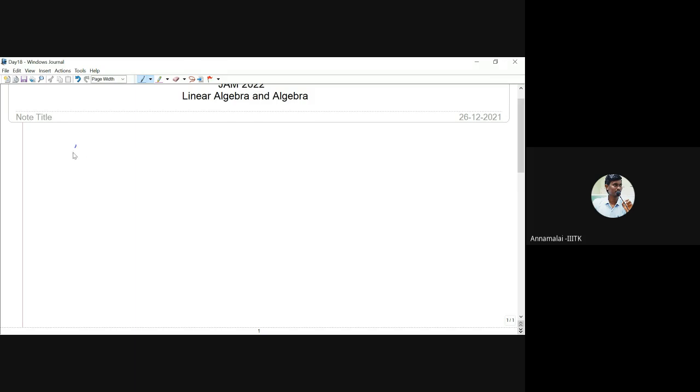What is that? Suppose X is any non-empty set. Then A of X is nothing but the set of all bijections. We are collecting all functions f from X to X that are bijective. Then this set forms a group with respect to the composition operation, that is, A of X with respect to composition.